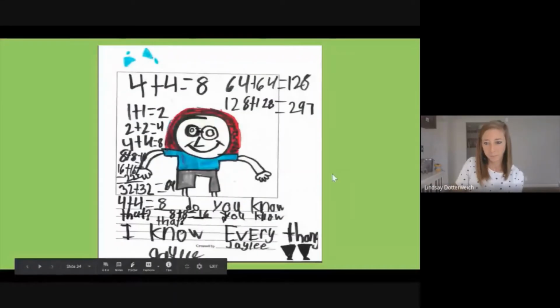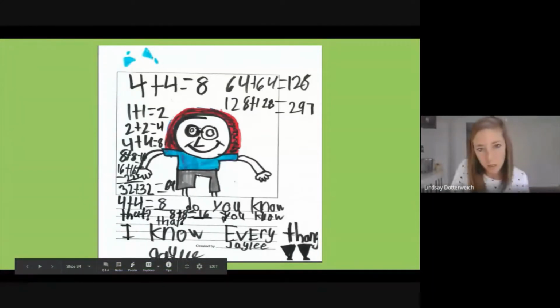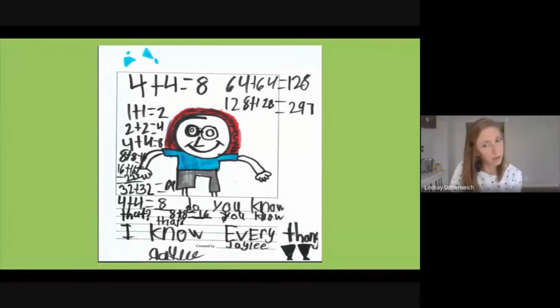Awesome. So I'm going to share my screen again. We're going to look at some actual student examples. So this one, as you can see, has lots of addition equations all over the page. And then they wrote, do you know that? You know that? I know everything.